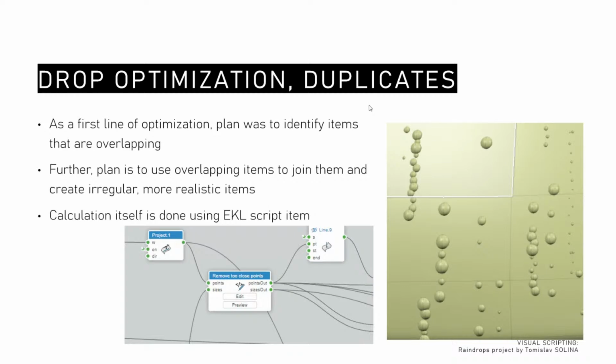For that, I was using simply the EKL script objects. So technically, we can create our own script, and we can attach it into the graph, connect it with inputs that we need, and generate the outputs that we as well need. And inside of this block, EKL in this case was simply calculating the distances between the elements and removing the elements that were too close.